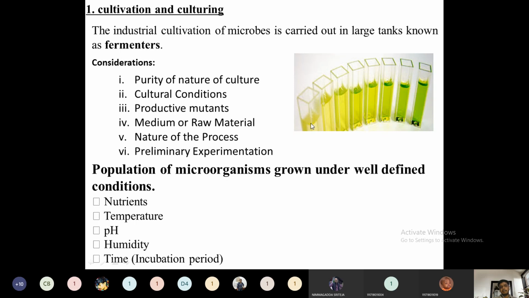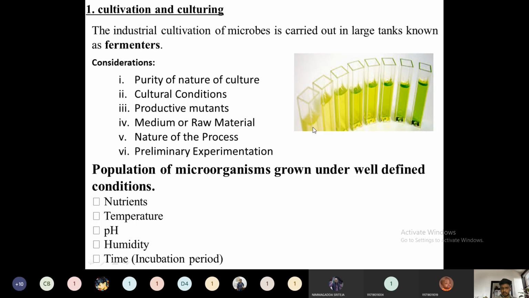Next, the medium or raw material. Whatever medium and raw materials we are giving, we have to take that into consideration also. Then the nature of the process. What type of inoculation technique we are using is also a consideration.